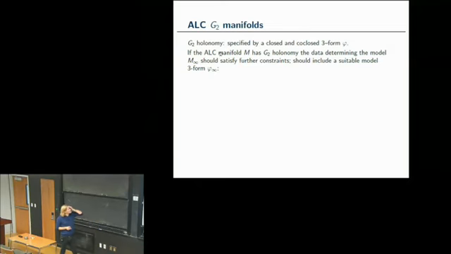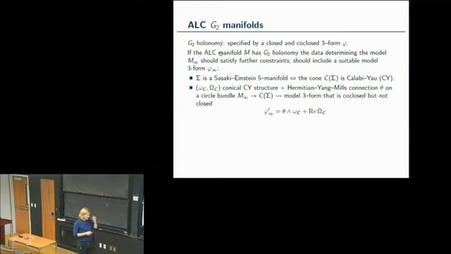So as we well know, we want to think about a closed and co-closed three form. So if my ALC manifold has G2 holonomy, we expect that the model data at infinity should satisfy some further constraints. In particular, it probably should include a model three form. So it also should constrain what the possible cones are. The natural assumption to make at the beginning would be that the cone should be a Calabi-Yau cone. So that means the sigma should be a Sasaki-Einstein 5 manifold.